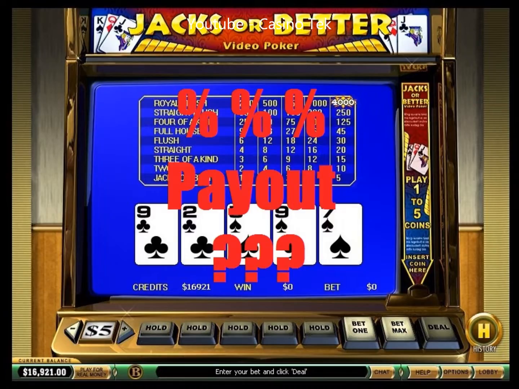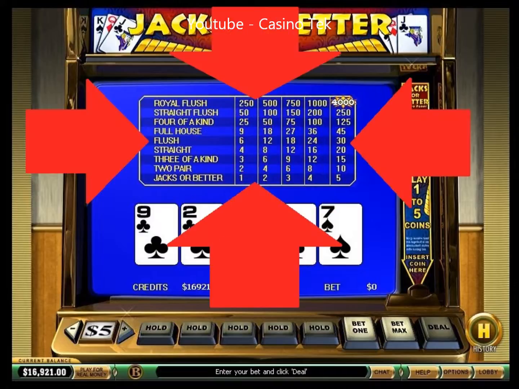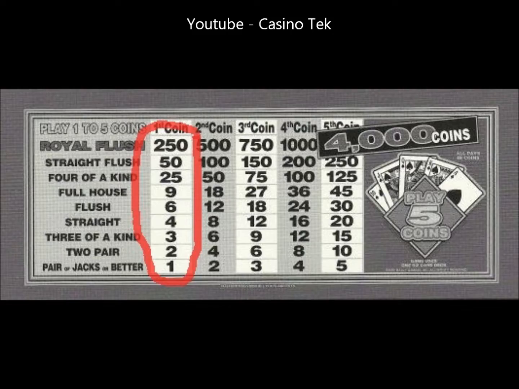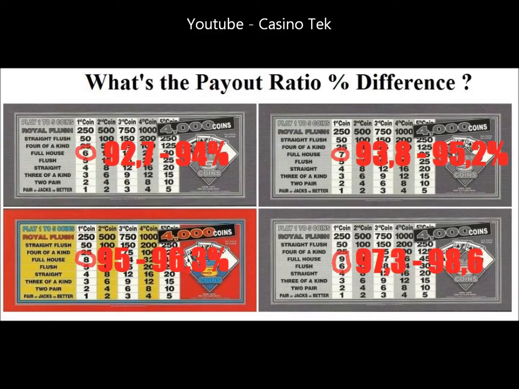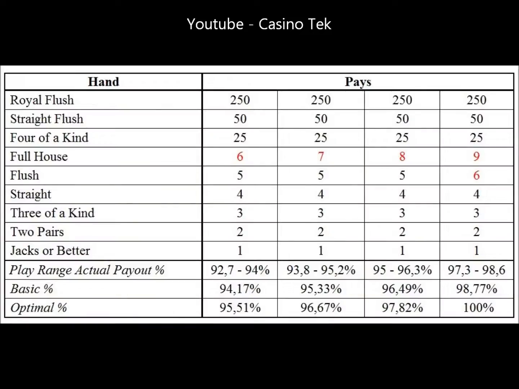Now just by looking at a video poker pay table you can determine the payout percentage ratio. And better to look for a 1 2 3 4 6 9 25 50 250 pay table than a 1 2 3 4 5 6 25 50 250, as you compare 2 games with a different payout ratio from approximately 93 to 98%. Let's have one more look at the pay table charts.